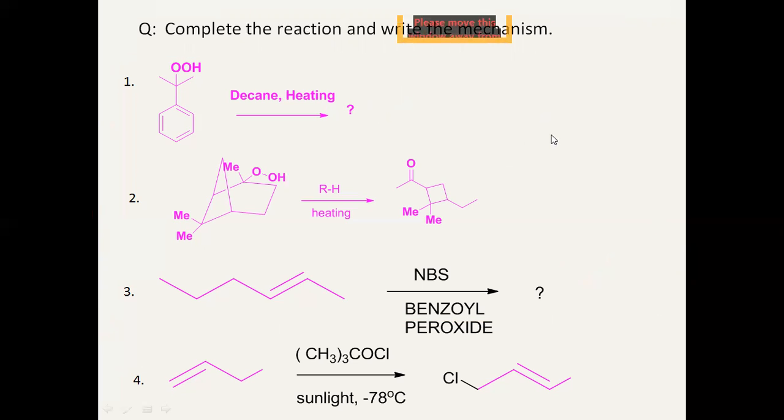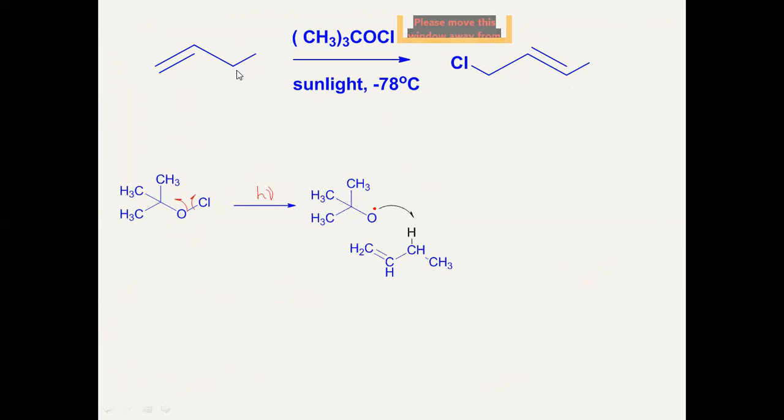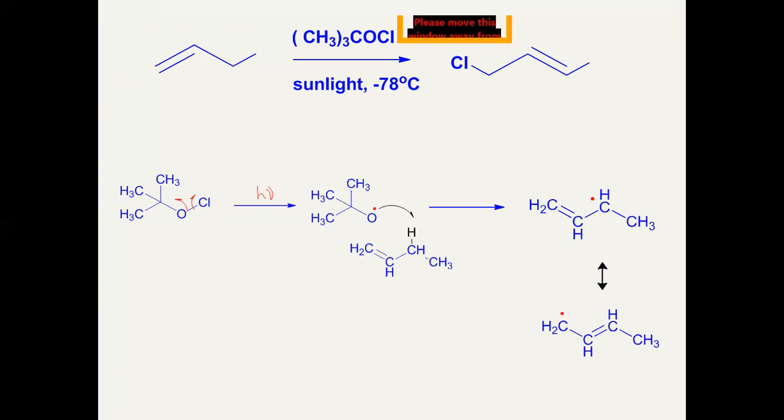Now see how this will form. Let us go for the mechanism. First of all, this reagent undergoes homolysis and generation of this radical. That radical abstracts hydrogen, the allylic hydrogen. That allylic hydrogen abstraction generates this allylic radical, which is very stable and undergoes resonance like this. That's all. And then this Cl radical attacks here, and that will form the final product.